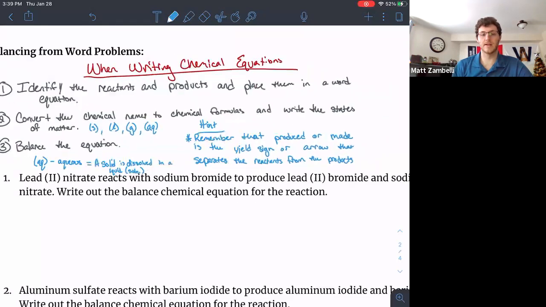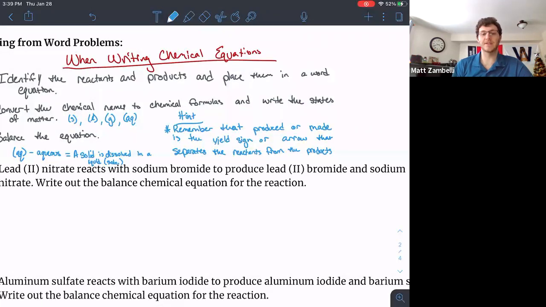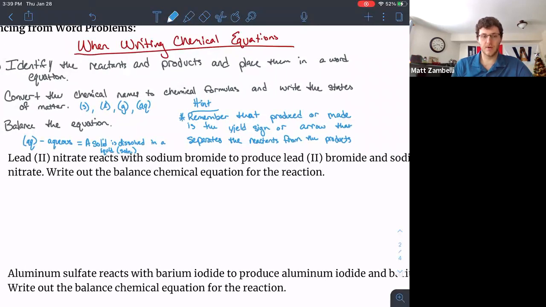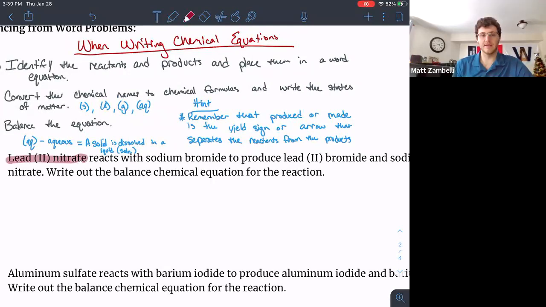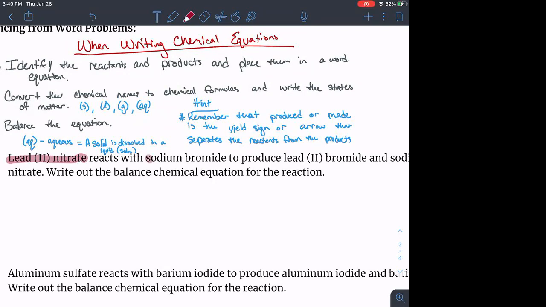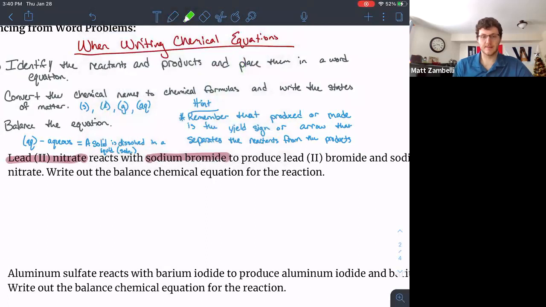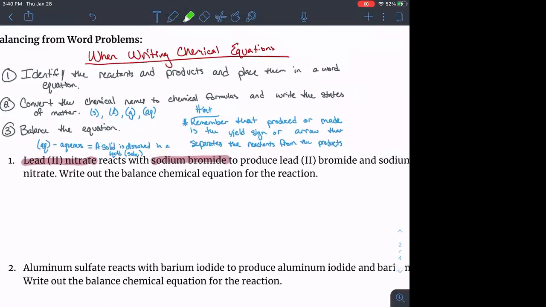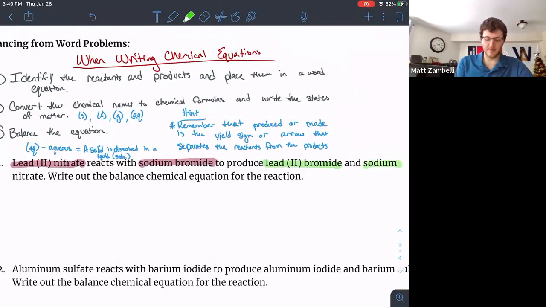So let's do that for number 1. It says lead 2 nitrate reacts with sodium bromide to produce lead 2 bromide and sodium nitrate. Write out the balanced equation for the reaction. So which ones are reactants? Lead nitrate, perfect. Any other one? Sodium bromide, awesome. And then which ones are products? Lead bromide and sodium nitrate.